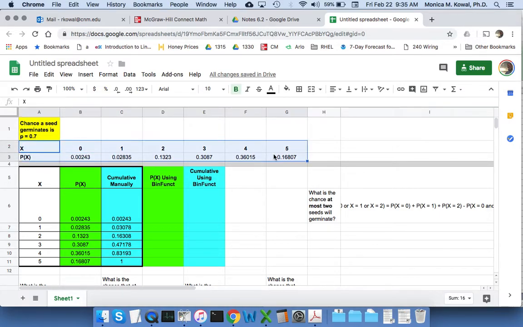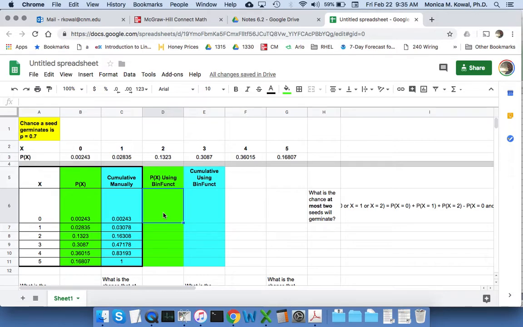I'm going to go ahead and take this table and transpose it. Here are now the outcomes of the number of seeds germinating, and here are the respective individual probabilities for each of those discrete cases. Ignore the cumulative manual column here in blue.